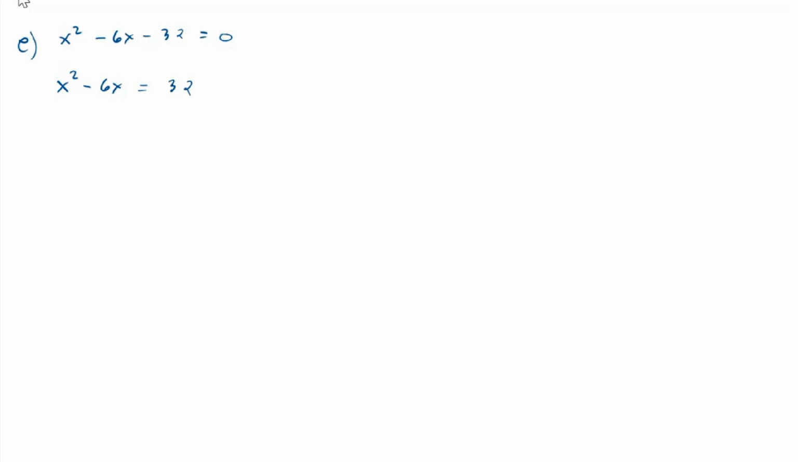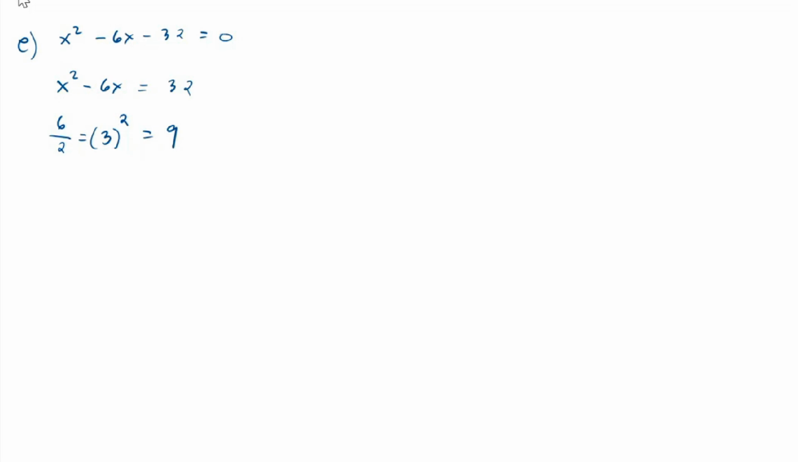After we transpose the constant term to the right-hand side, find the value of b. The value of b there is negative 6. So we can write 6, because the square of that negative is always positive. The value of b is 6, and then divide by 2, the quotient is 3. Then whatever the quotient is, we have to square it. The square of 3 is 9.